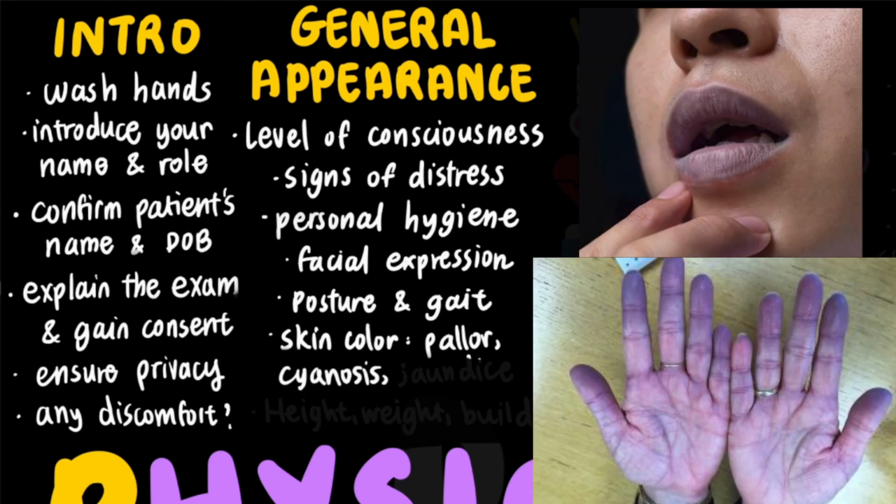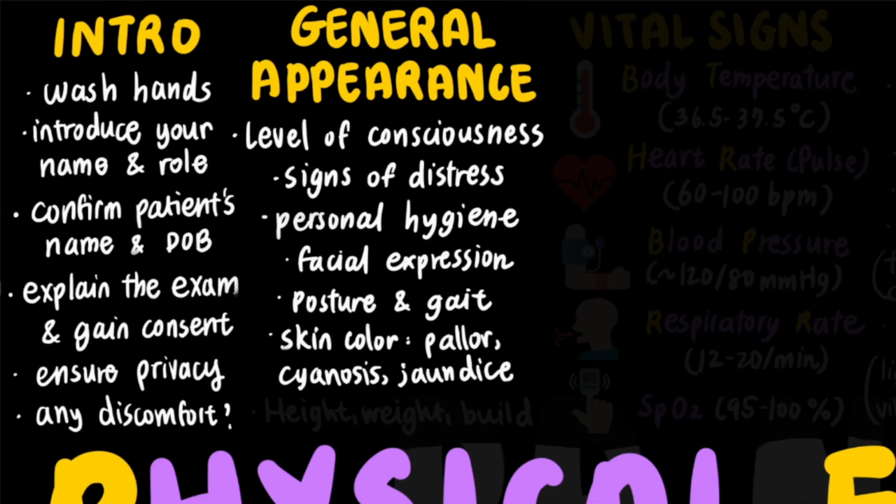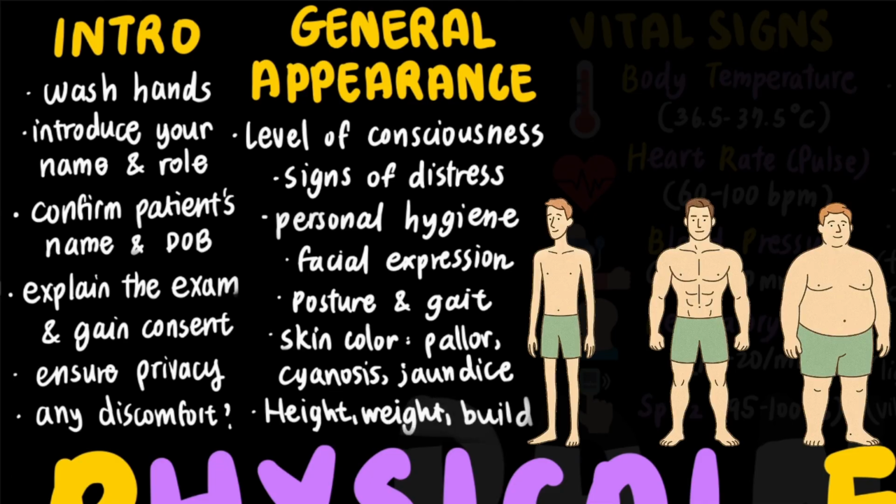Cyanosis is a bluish discoloration often seen on the lips or fingertips, and usually indicates low oxygen levels in the blood. Jaundice is a yellowing of the skin and eyes, caused by elevated bilirubin, often due to liver disease or bile duct obstruction. And finally, take note of the patient's height, weight, and body build, which may indicate undernutrition, obesity, or other chronic health issues.